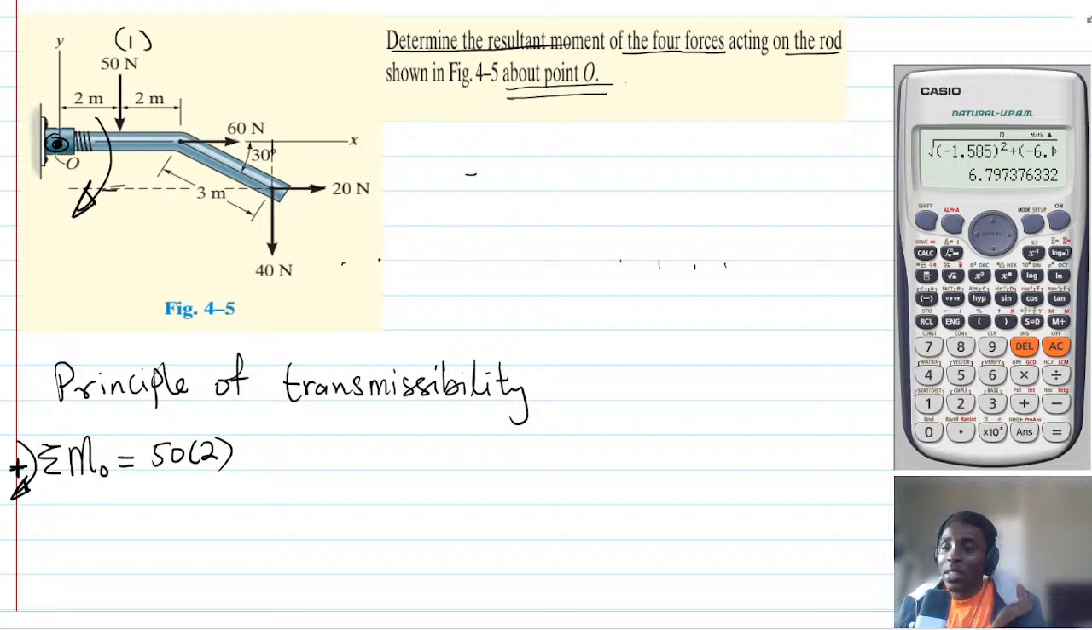Now let's do something interesting here. You realize that if you trace the line of action of the 60 Newton force, it will pass through O. Since the line of action is passing through O, it means that the moment of the 60 Newton force about O is 0. I hope it makes sense. The 60 Newton force is passing through O, so it does not generate any moment. So the moment of the 60 Newton force about O must be 0. That's all.